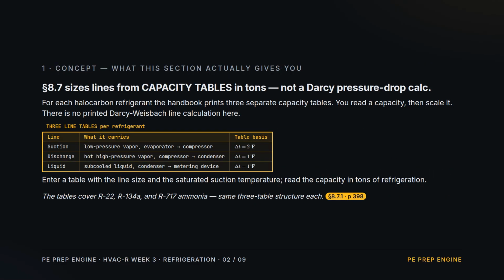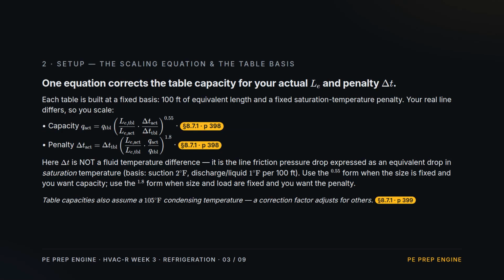First, know what this section is. For each halocarbon refrigerant, the handbook prints 3 capacity tables: suction, discharge, and liquid, 1 per line in the system. You enter with the line size and the saturated suction temperature, and read a capacity in tons. There is no Darcy pressure drop calculation on these pages. The friction work is already baked into the table. The same 3-table structure repeats for R22, R134A, and ammonia. The only math is a scaling correction.